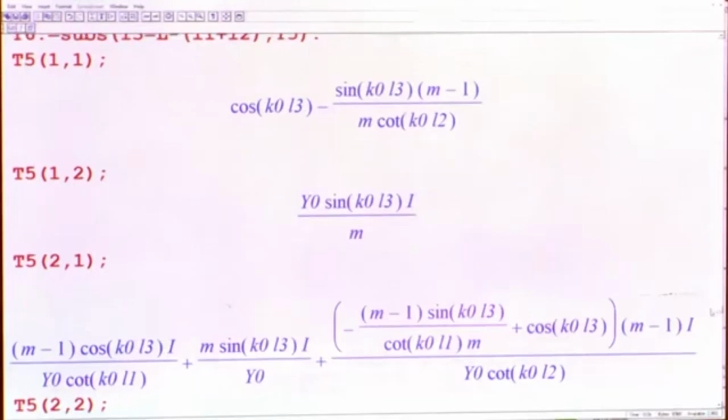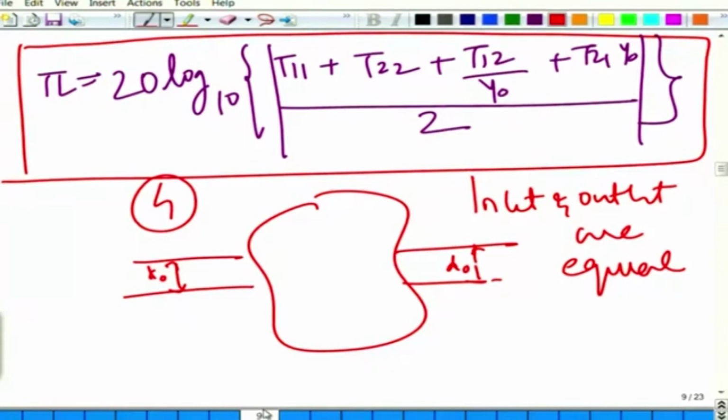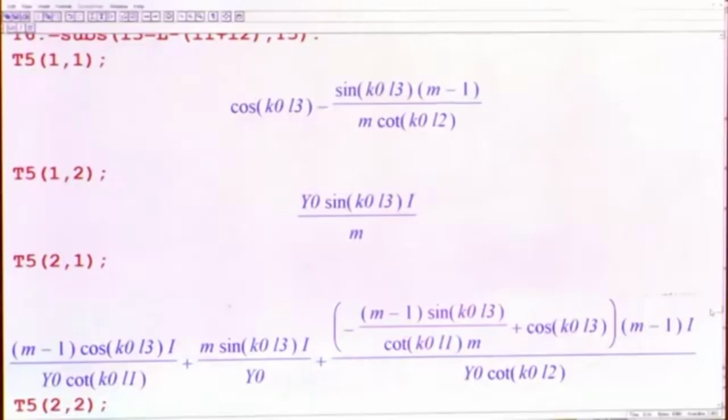Now, let me go back to the slide here. You have your T11 term, let me underline it with the orange color, the T22 term, and T12 is divided by Y naught, which is the characteristic impedance of the port, while T21 is multiplied by Y naught. What does it mean? Let me get back to the Maple script. Recall T5 1 2, this is your element T12, and it was divided by Y naught, and in the numerator we have Y naught. When you multiply this out completely, Y naught will cancel out, leaving us with only the sine k naught L3 term divided by m into j or I.